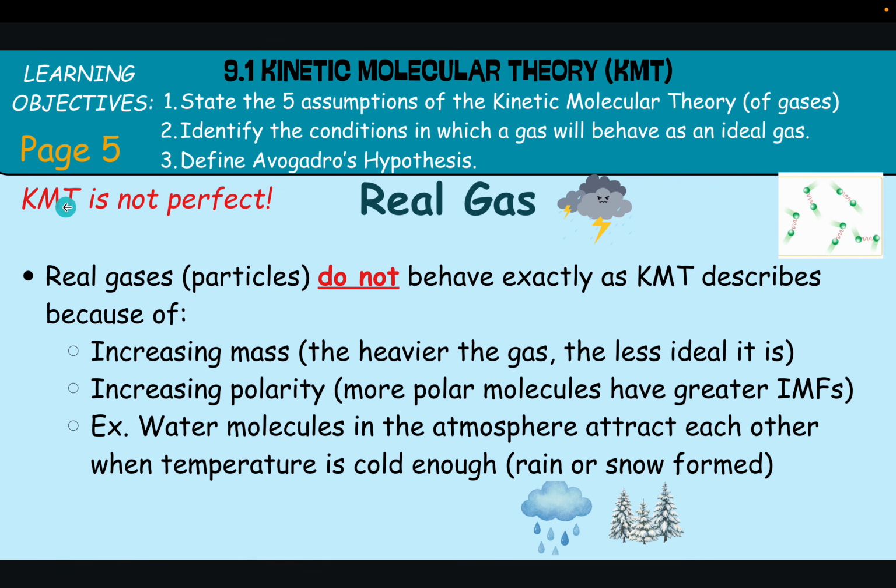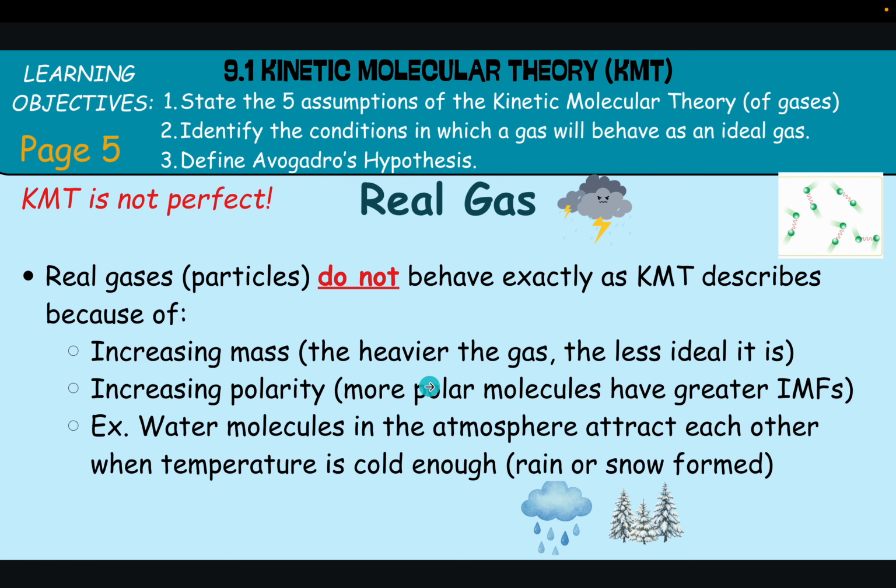Okay, so the kinetic molecular theory is not perfect, okay, because in reality, we have real gases. So real gas particles do not behave exactly as the KMT describes, because of a bunch of different reasons. Some of it being increasing mass. So the heavier the gas is, the less ideal it is, because the more space it takes up, and then also increasing intermolecular forces.